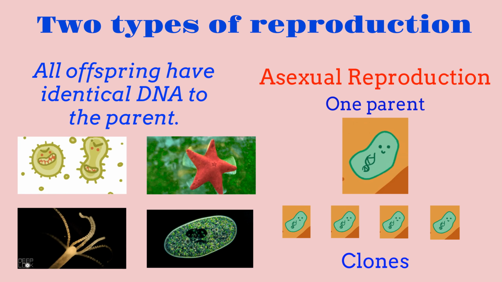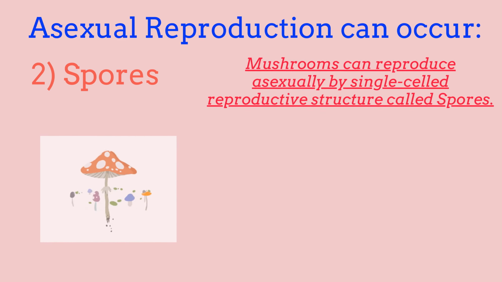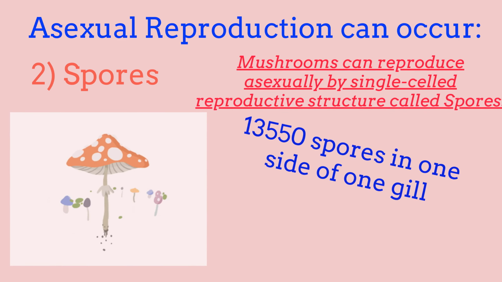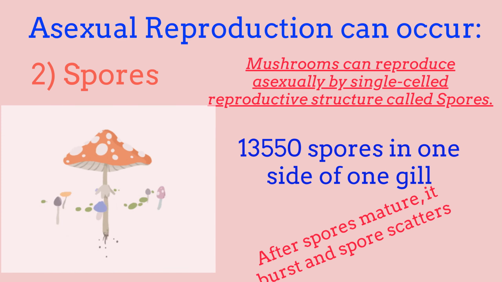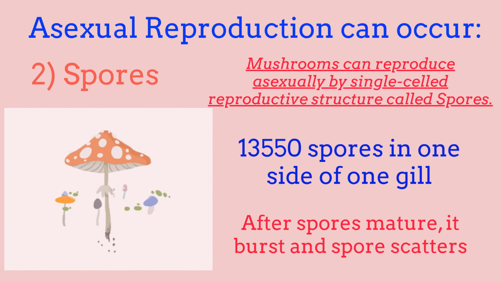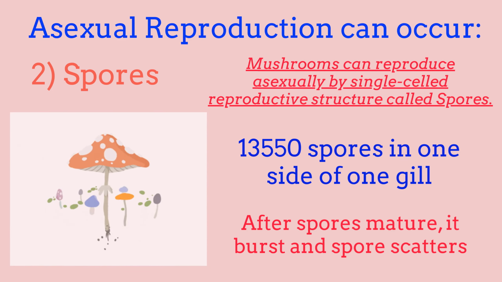Now let's go over what spores are. Some fungi such as mushrooms can reproduce asexually by forming single-celled reproductive structures called spores. A single mushroom can produce about 13,550 spores on one side of its gill. After the spore matures, it bursts and the spores scatter. Also, each spore multiplies itself by mitosis to spread around.